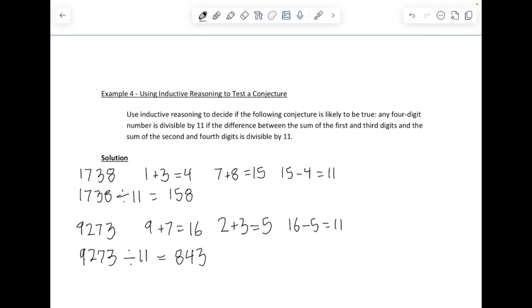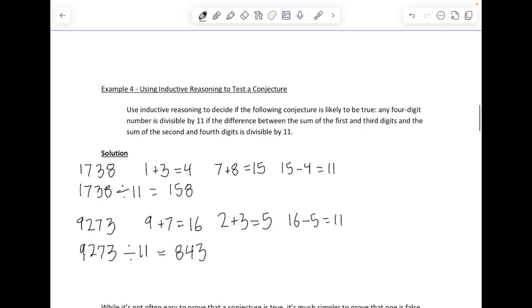We'll check one more example. Let's try 7,161. So if I add the first and the third digits, I get 7 plus 6 equals 13. If I add the second and fourth digits, I get 1 plus 1, which equals 2. Well, 13 minus 2 equals 11.